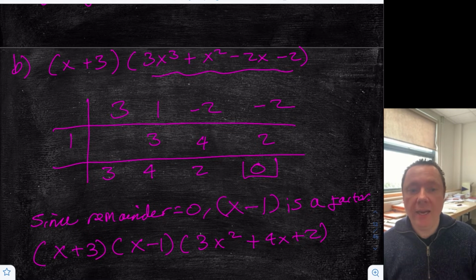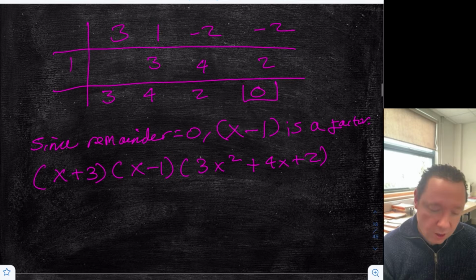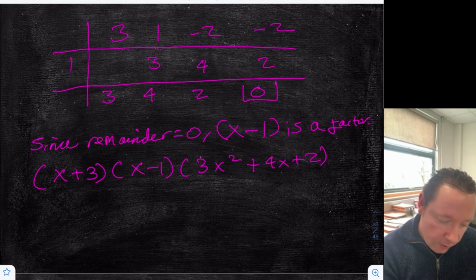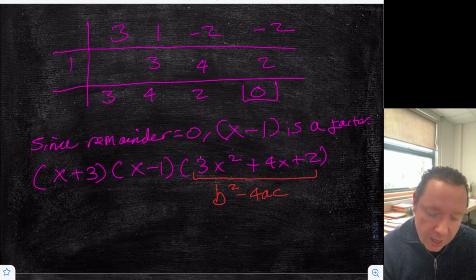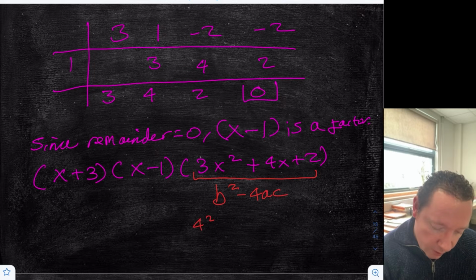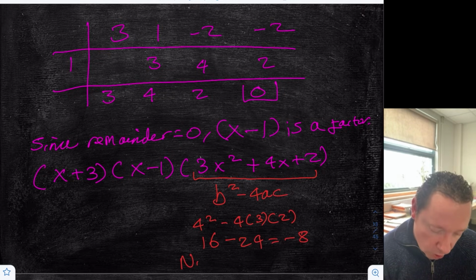So now we need to check, is 3x squared plus 4x plus 2 factorisable? There's a couple ways you can do it, trial and error, but the easiest way is to use the discriminant. If I look at, I'll do this in red, this bit here, and check b squared minus 4ac. b squared minus 4ac is 4 squared minus 4 times 3 times 2. That's 16 minus 12 times 2 is 24, which is negative 8. That means no real solutions.